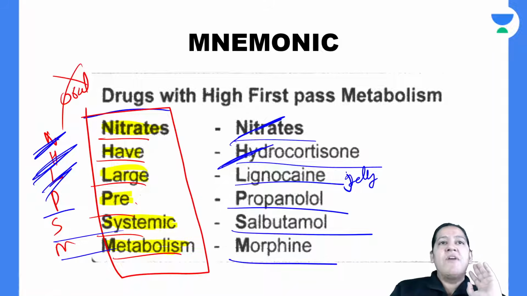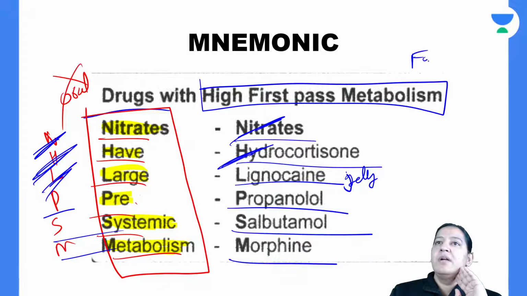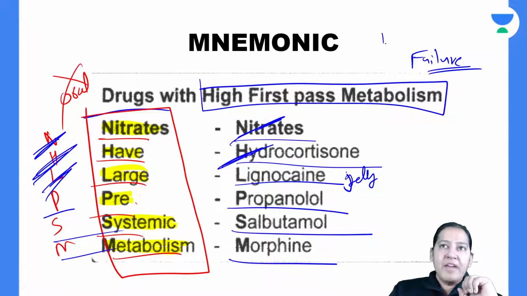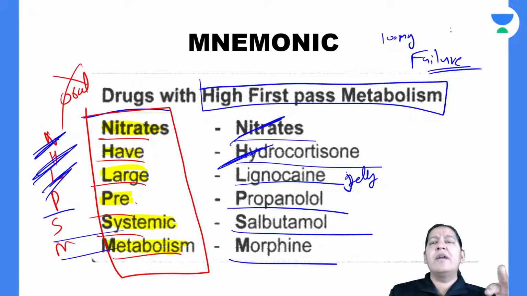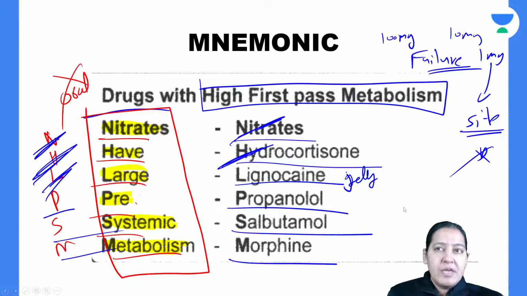Sometimes because of high first pass metabolism of some drugs, there is drug failure. Do you understand what drug failure means? The drug is not showing its action. I am giving 100 milligram of the drug to act on the disease, but instead of 100, only 10 milligram or 1 milligram reaches the site of action. So my disease will not be controlled. That is known as drug failure, and it is one of the important causes of drug failure.